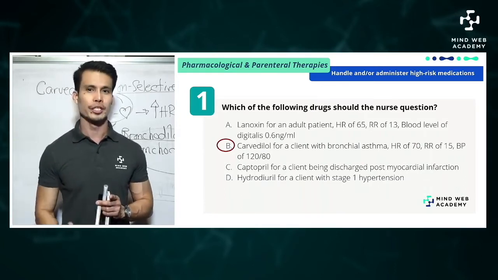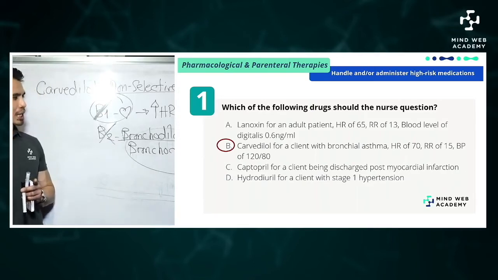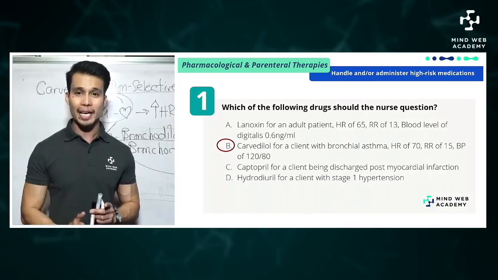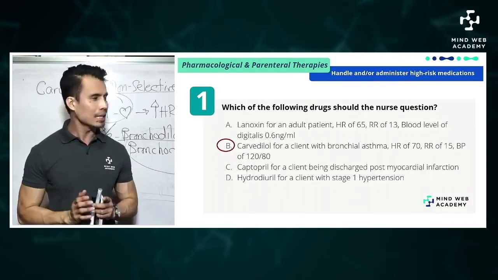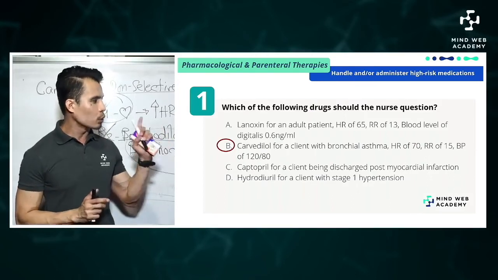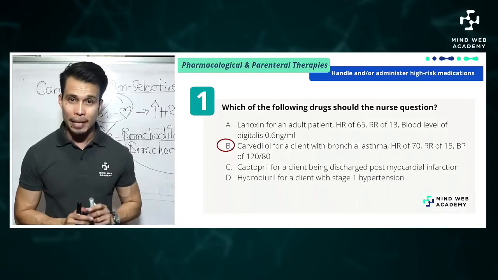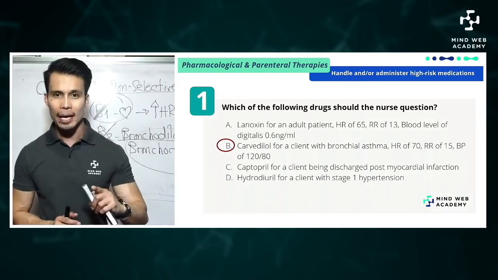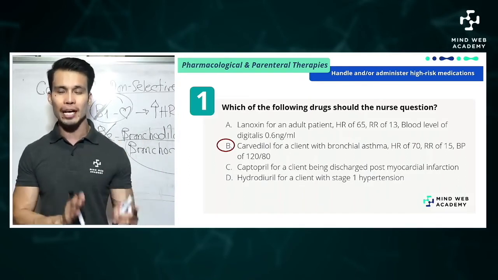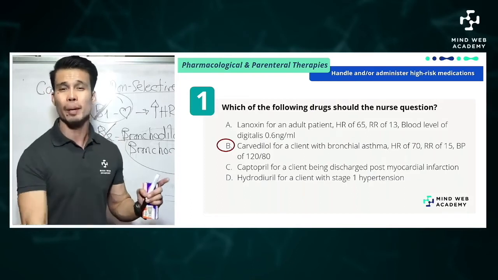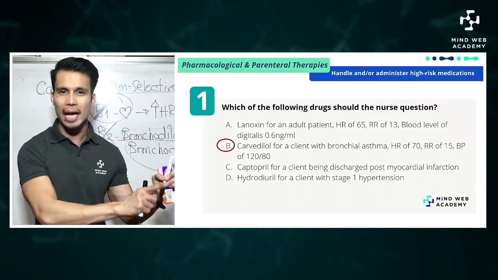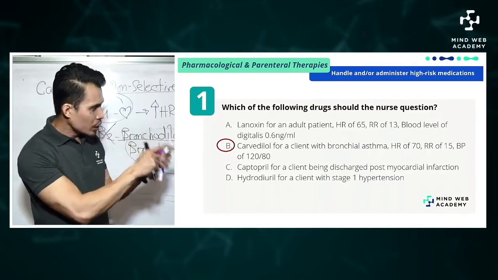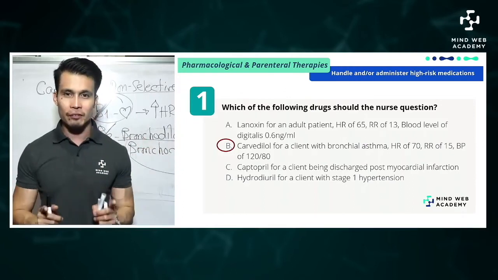Then for letter D, hydrochlorothiazide is a thiazide diuretic agent and can be used for a patient with stage 1 hypertension. But before I end the discussion of number 1, question captopril if there is hyperkalemia. Question hydrochlorothiazide if the client has what? Hypokalemia. Why? Hydrochlorothiazide is a potassium-wasting diuretic. You urinate a lot of potassium here. So, if the client is suffering from hypokalemia, question that order. With captopril, you need to question the order if the client is suffering from hyperkalemia.